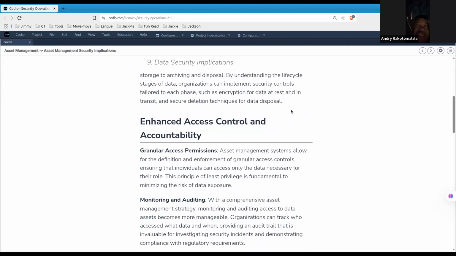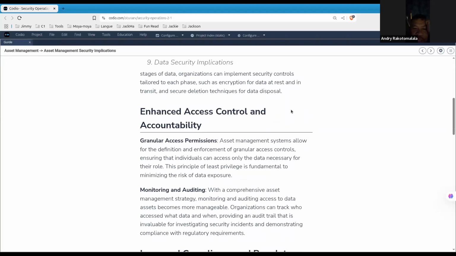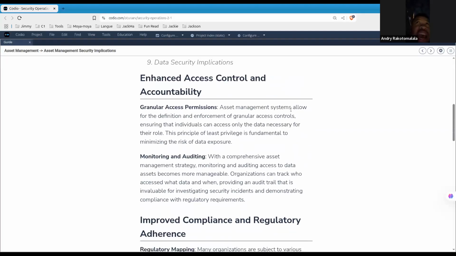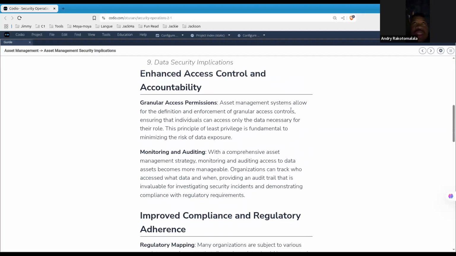And then we have the access control process. Now, access control is one of the most important things you want to do when it comes to asset management because all of the softwares, all the hardwares, we need to make sure we know who has access to what and why, which is why granular access permissions is required. Granular access permissions is just on a deep, deep level, allowing only certain people to have access to certain things.